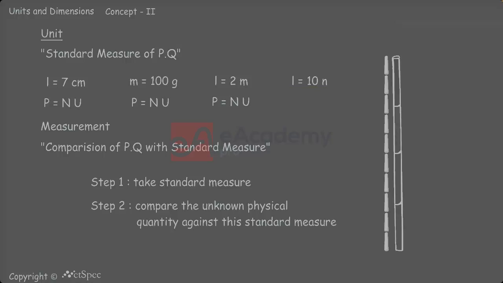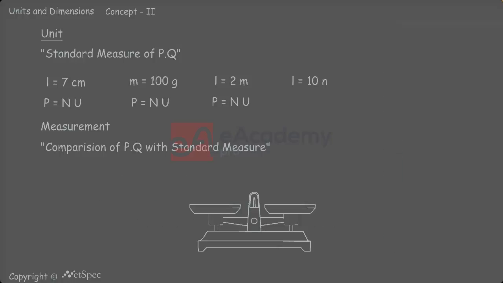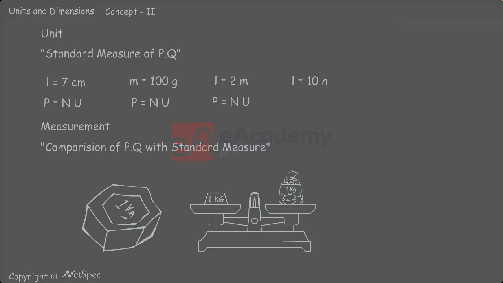Let's review the previous example of the potatoes. The vendor put the 1 kilogram weight on one side of the balance and potatoes on another side. Here the standard measure is the 1 kg weight against which he compared the potatoes. Thus, measurement is the comparison of standard measure with the physical quantity.